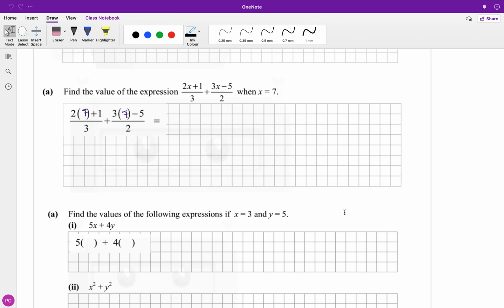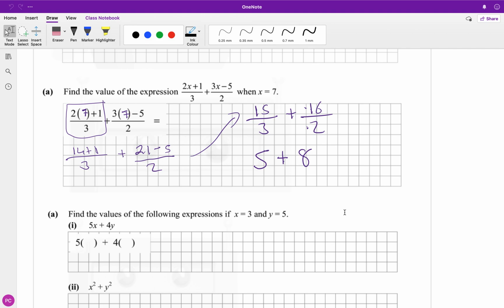So let's work out the first one here. 2 by 7 is 14, plus 1, over 3, plus 3 7s are 21, minus 5, over 2. So I'll bring this up here. Our top line, so we're going to have 14 plus 1 is 15 over 3, plus 21 minus 5 is 16 over 2. So you could work those out. 15 over 3 means 15 divided by 3, which gives you 5, plus 16 divided by 2 gives you 8. So your answer is going to be 13, like so.